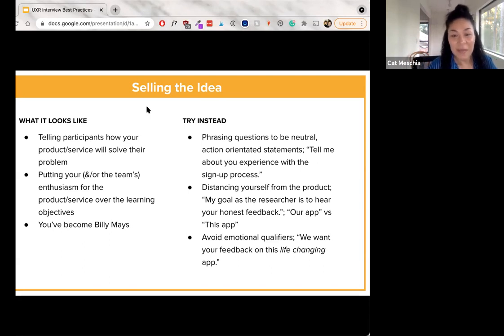And the last thing you can try is avoiding emotional qualifiers. So when you start adding adjectives into your questions, that's a really good indicator to step back and evaluate what that is implying to your participant. A lot of times people say how amazing their app is. I've tried to go ridiculous and say, we want your feedback on this life-changing app, things like that. Just remove any kind of emotional qualifiers in your questions.